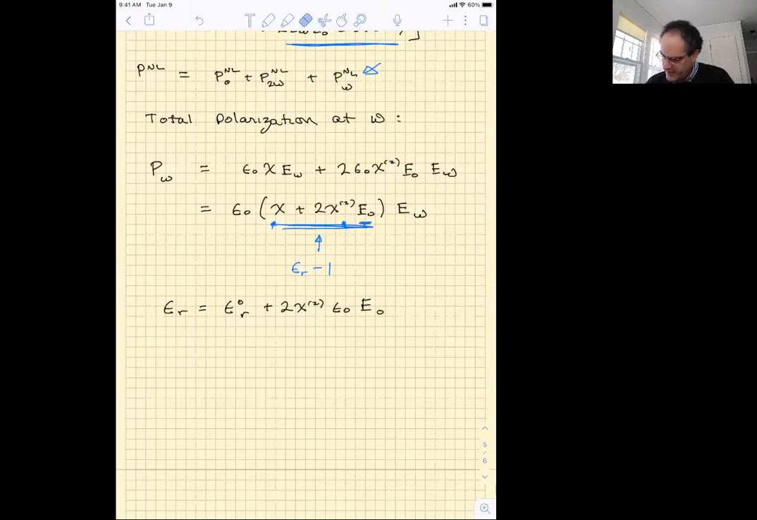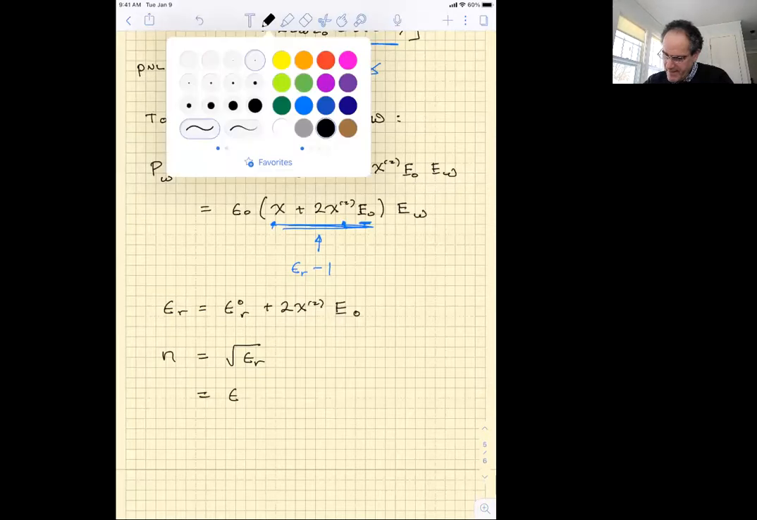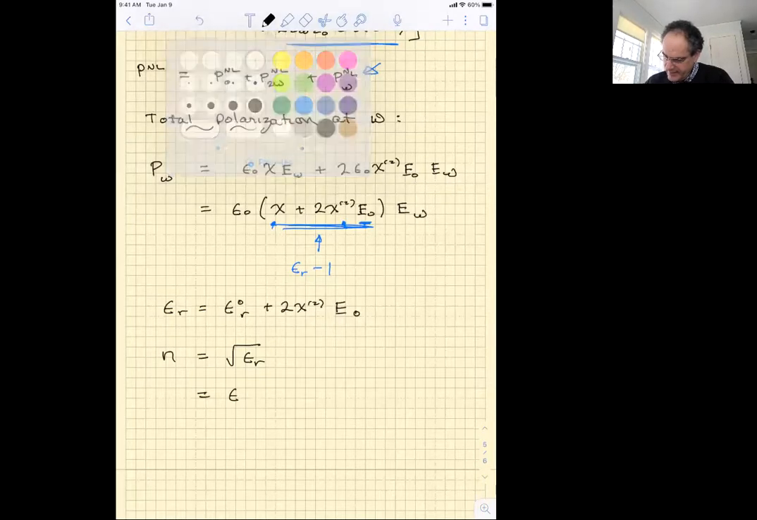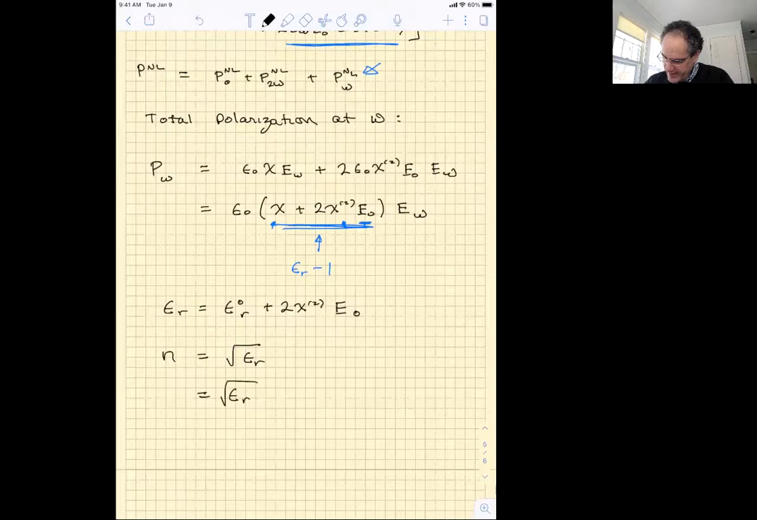Oh, I'm sorry, that shouldn't be there. Let me just rewrite that. Okay, very good. And then the index of refraction, which for a non-magnetic material is just the square root of the dielectric constant, we can write like this.